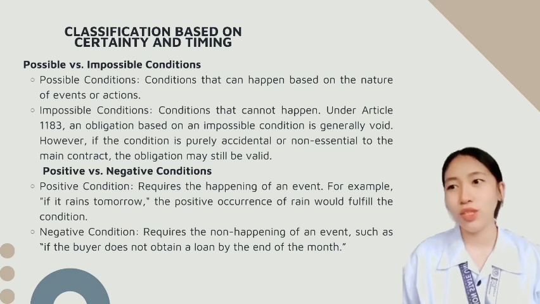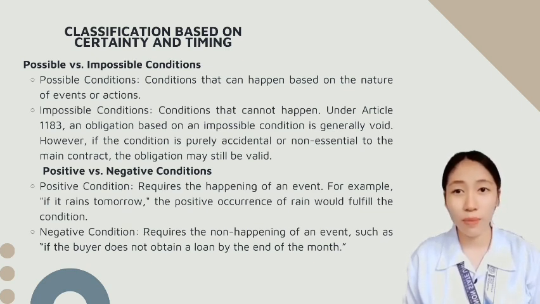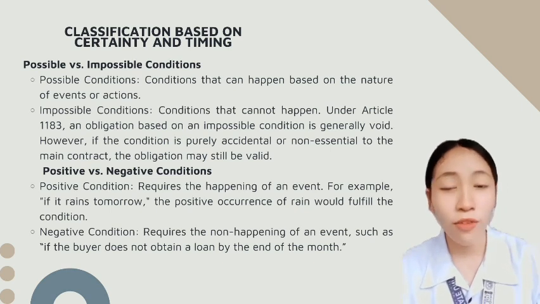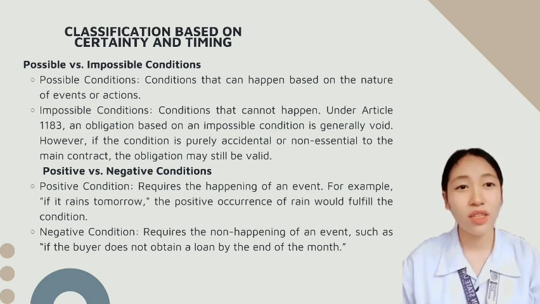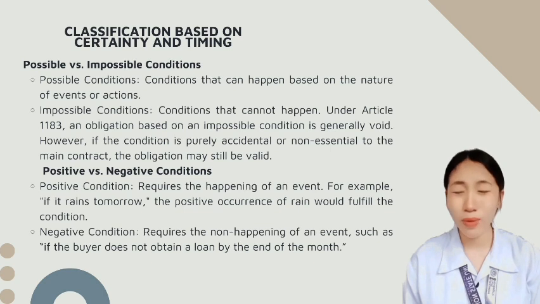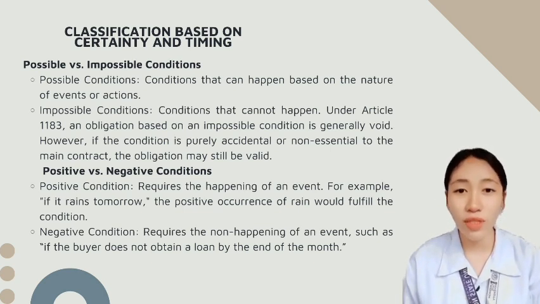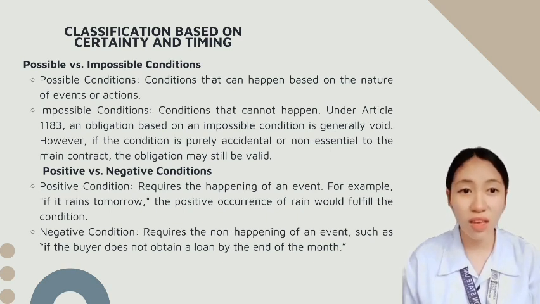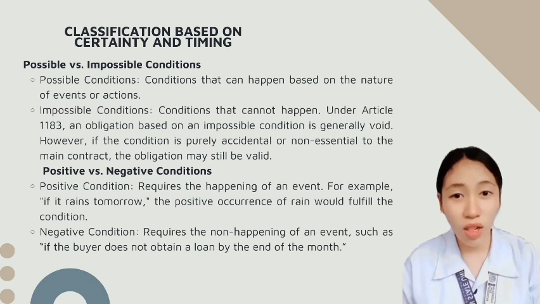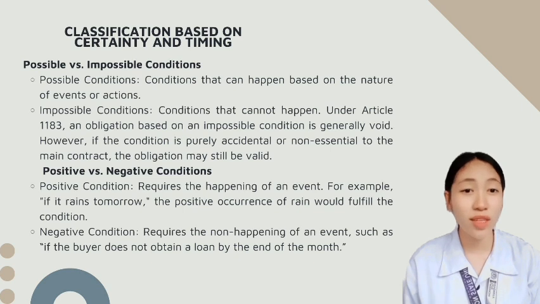So, possible condition. This is a condition that can happen based on the nature of events or actions. For example, if Maria submits her job application before the deadline, she'll be considered for the position. Why? This condition is possible because Maria has control over submitting her application, and deadlines are real constraints. There is nothing in this condition that defies logic or natural laws. So that is the example of possible conditions.